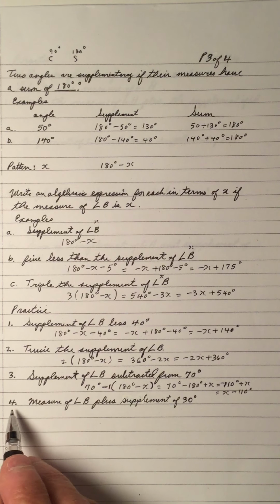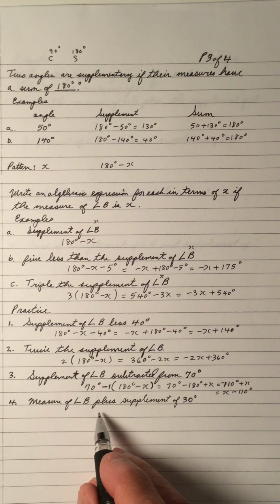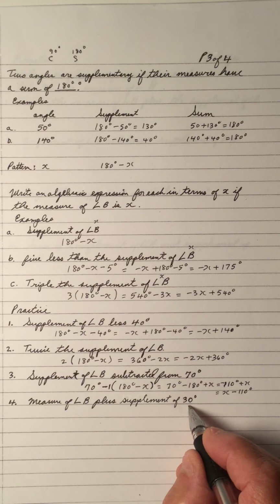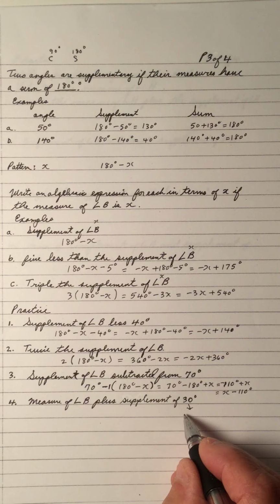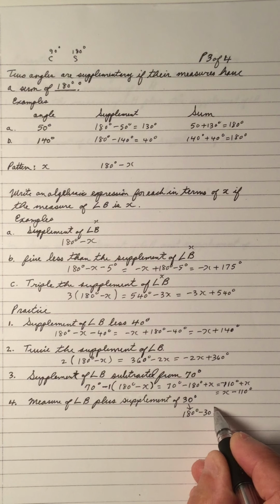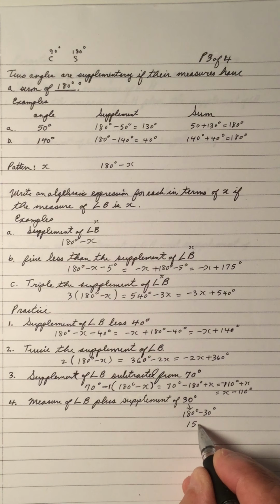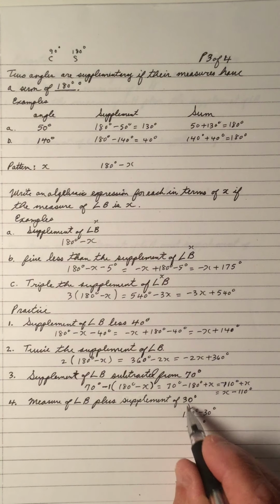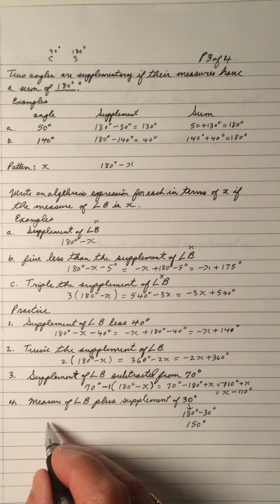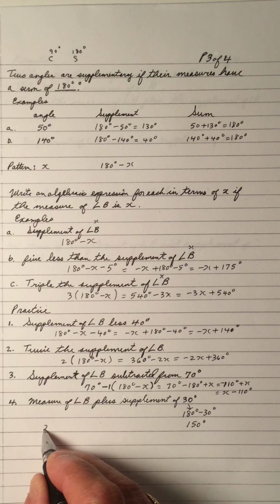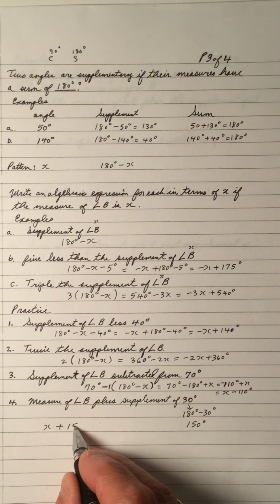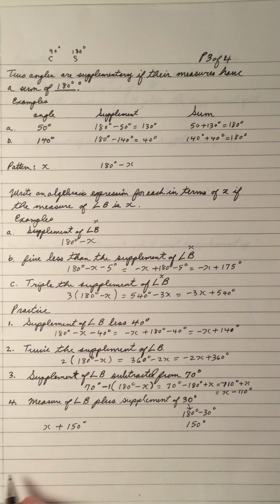Everything should work out. Number 4, the measure of angle B plus the supplement of 30. Well, the supplement of 30, let's work that out. The supplement of 30 is 180 minus 30, so it's 150, because 30 and 150 is 180. So the measure of B is x plus the supplement of 30, which is 150. Done.